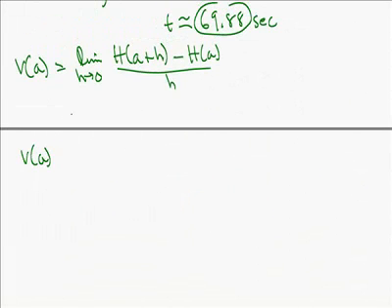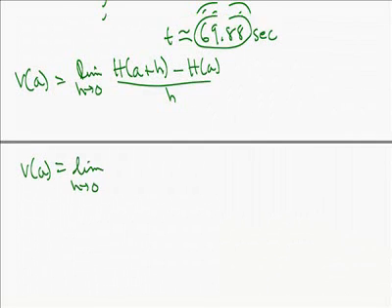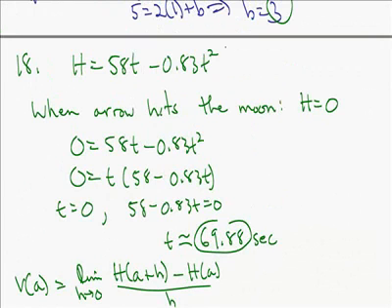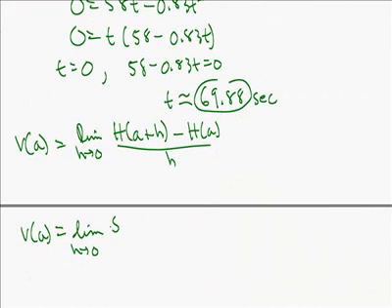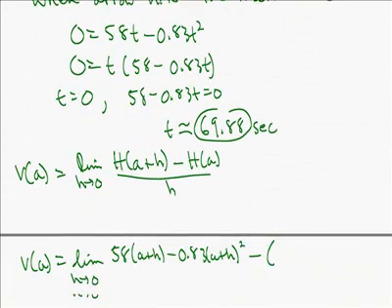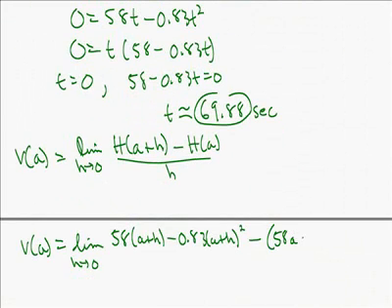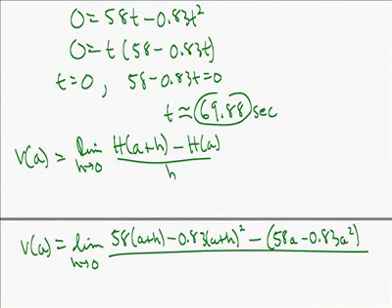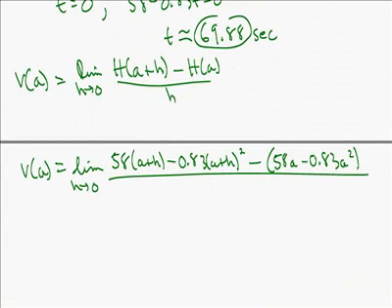So the instantaneous velocity is going to be the limit as h approaches 0. Now, if we put a plus h into our function, 58t minus 0.83t squared, we have 58 times a plus h minus 0.83 times a plus h quantity squared minus h of a. Make sure when you're subtracting the original function, you're subtracting this whole quantity off. So minus the quantity of 58 times a minus 0.83 a squared. So we just put the a plus h in for t here, and the a in for t here, all divided by h.